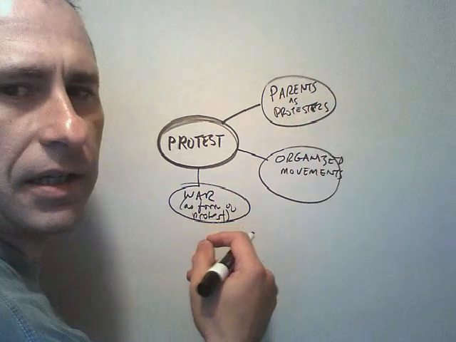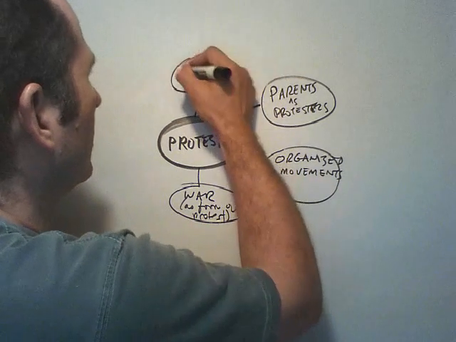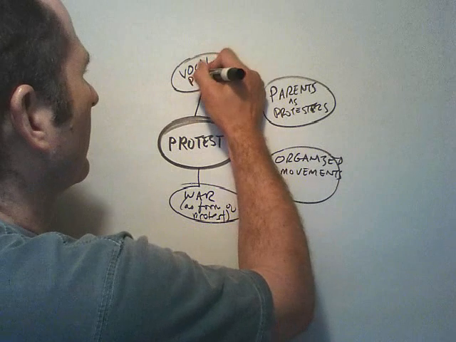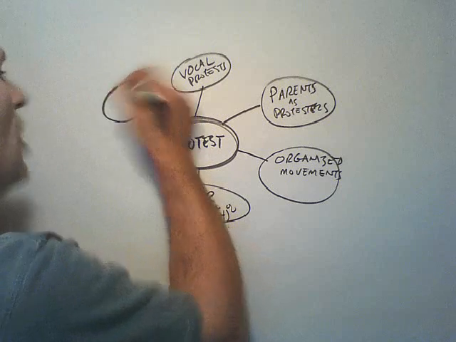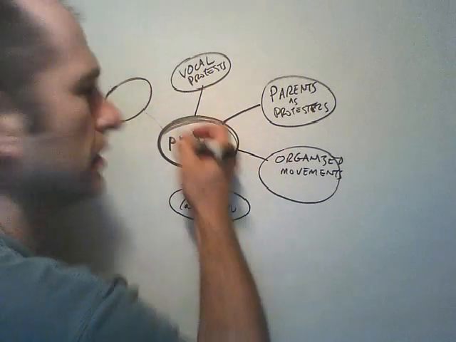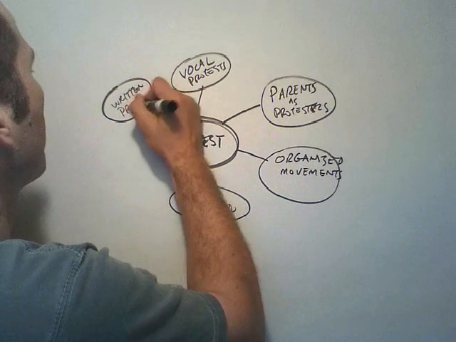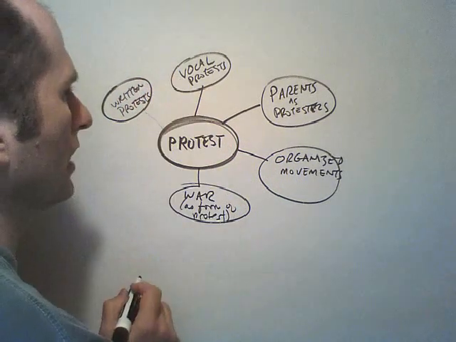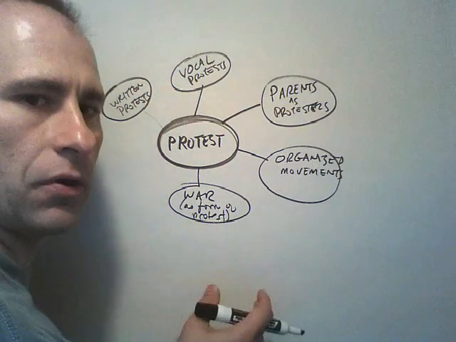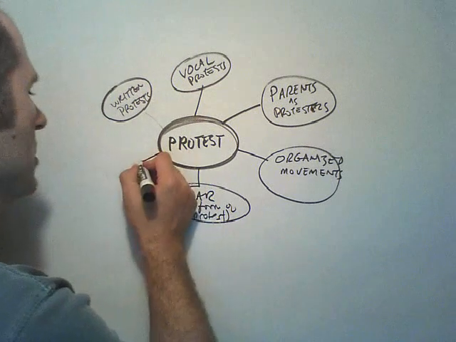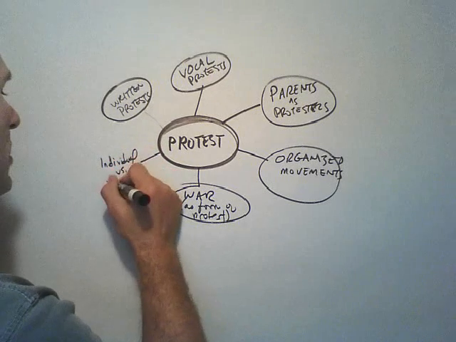Now, what about vocal protest versus the written? So let's have here vocal protest, non-vocal. Here I'll just go ahead and say written. All right. What about the individual versus the institution? Now this seems to be a form a lot of protests take. So let's go ahead and do individual versus institution.